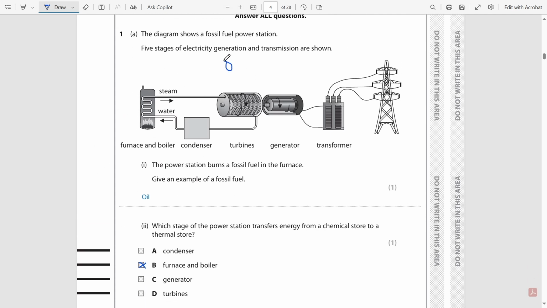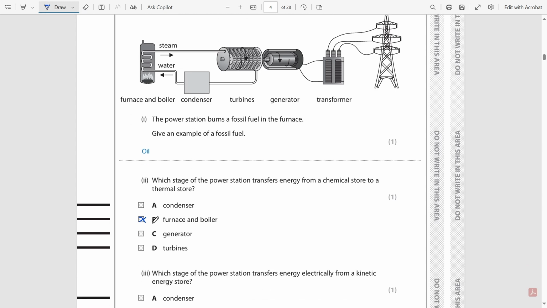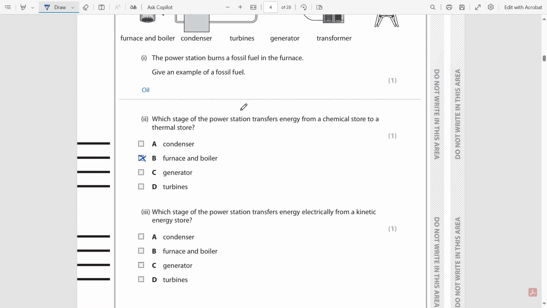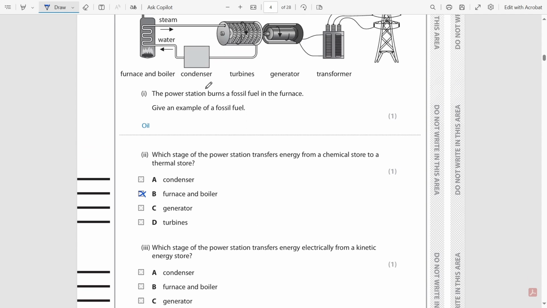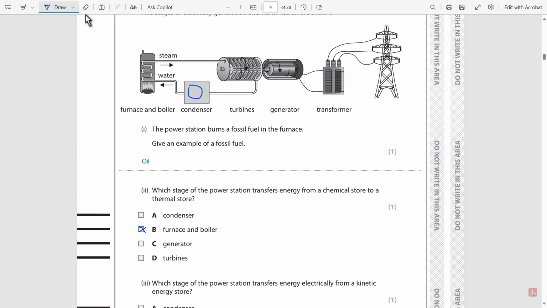So it's between oxygen and whatever we're burning, probably carbon. So we're getting carbon dioxide, probably made out of carbon. So yeah, it will be the furnace and boiler because there's a chemical reaction going on in there. Combustion. Couldn't be the condenser, guys, because it's cold in here, and it's a physical change. Our steam is going to turn the turbine, go through here, and then condense back into water. It doesn't chemically change. It's just in a different form.